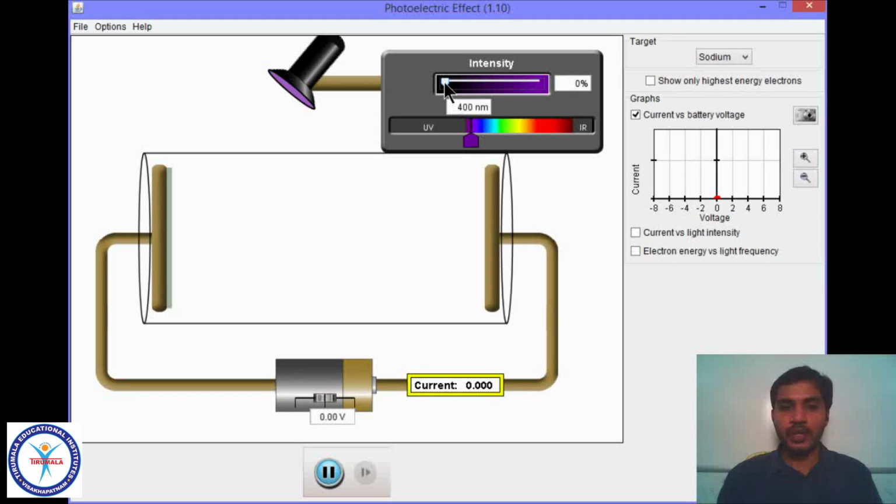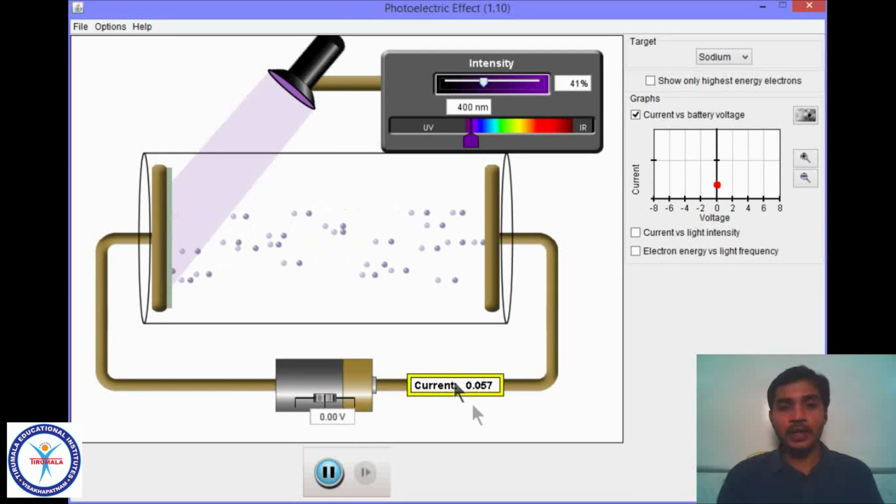As I increase the intensity of light, you can observe that the light is now striking the cathode. If I increase the intensity further, you can see more and more bright light goes and strikes the cathode. As a result, more and more electrons are emitted from the cathode. Because of that, there is some current established in the circuit. It is presently 0.057. The units are unknown; you just assume that it is some value. So 0.057 is the current in the circuit.